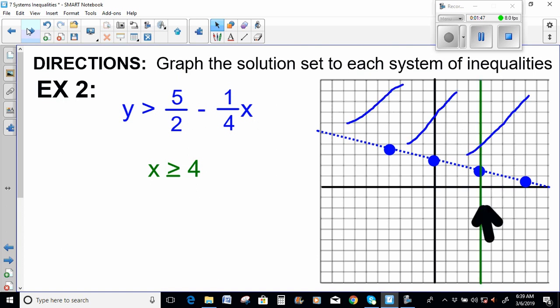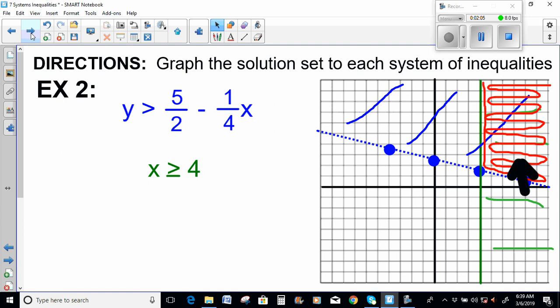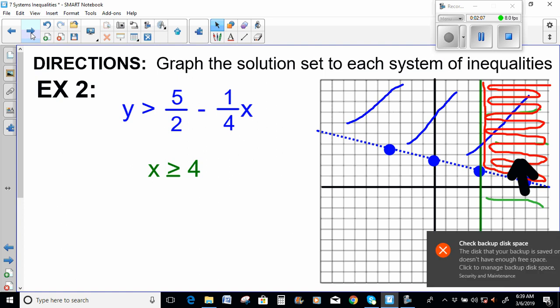The green inequality, we're going to start with an x-intercept of 4, and it's going to be a solid line with an undefined slope, which we call a vertical line. And we're going to shade to the right. So now we're going to see where they intersect, which is actually this top right region here in the red.